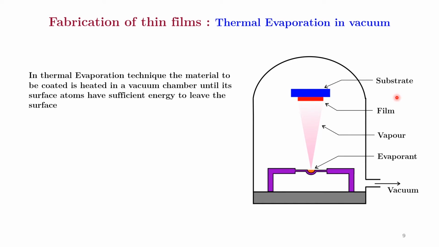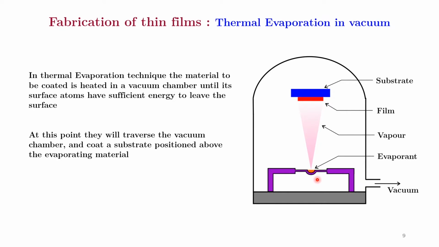In the thermal evaporation technique, the material to be coated is heated inside a vacuum chamber until its surface atoms have sufficient energy to leave the surface. What you see in this figure is the instrumentation of the coating technique. We have a vacuum chamber inside of which we will place the evaporant. By a suitable technique, we will be providing thermal kinetic energy to the evaporant, which becomes a vapor that will travel inside the vacuum chamber and coat on a substrate that is positioned above the evaporating material.